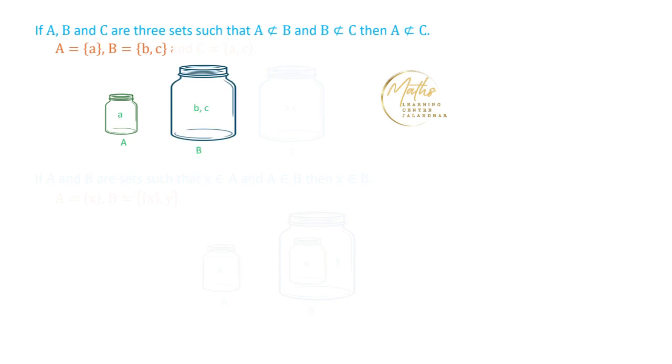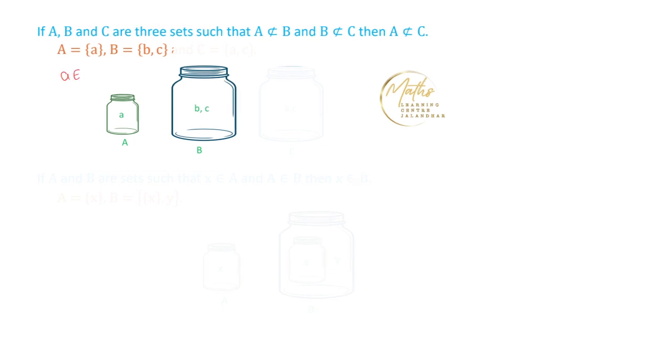So clearly A is not a subset of B, because we have an element A belonging to A, but A does not belong to B. Now the third set we are considering is this set C, which contains the elements A, C. So B is not a subset of C, because we have an element B belonging to B, and B does not belong to C.